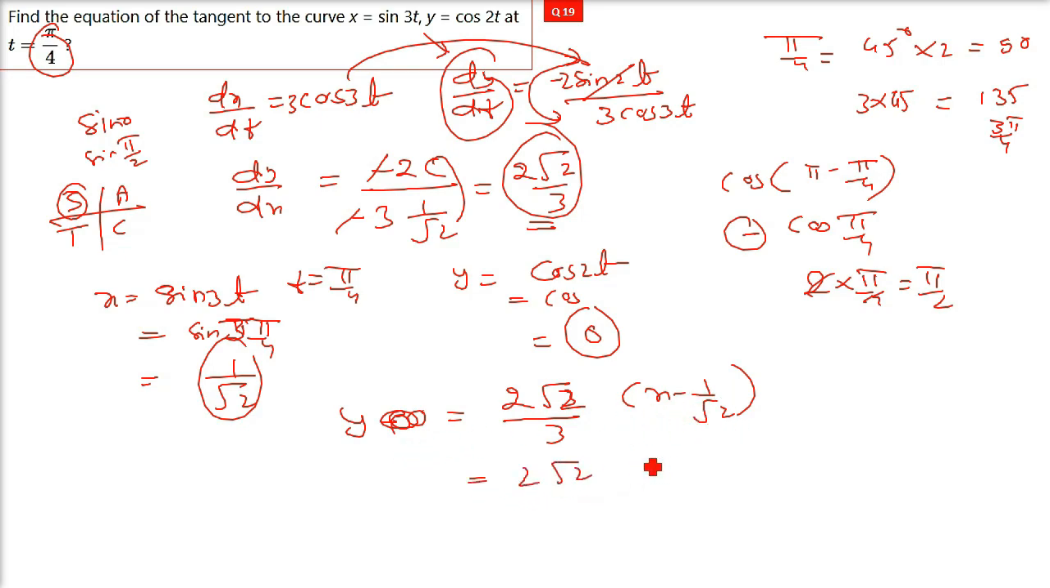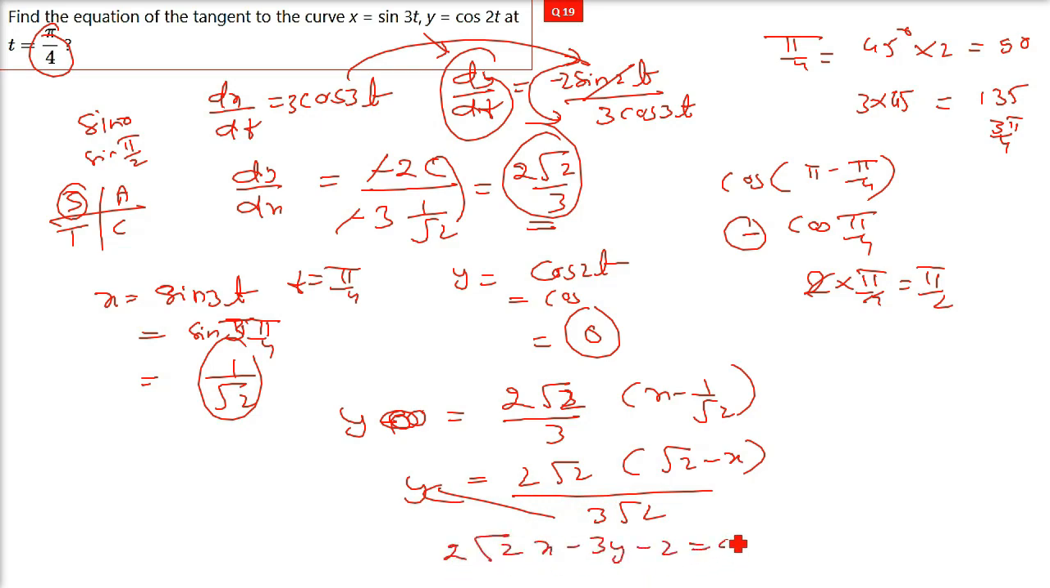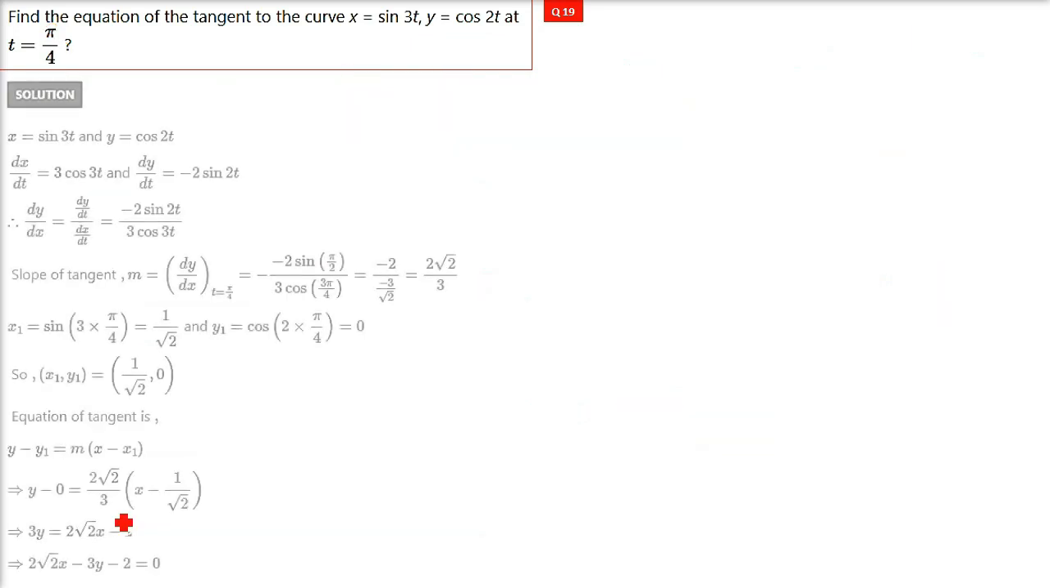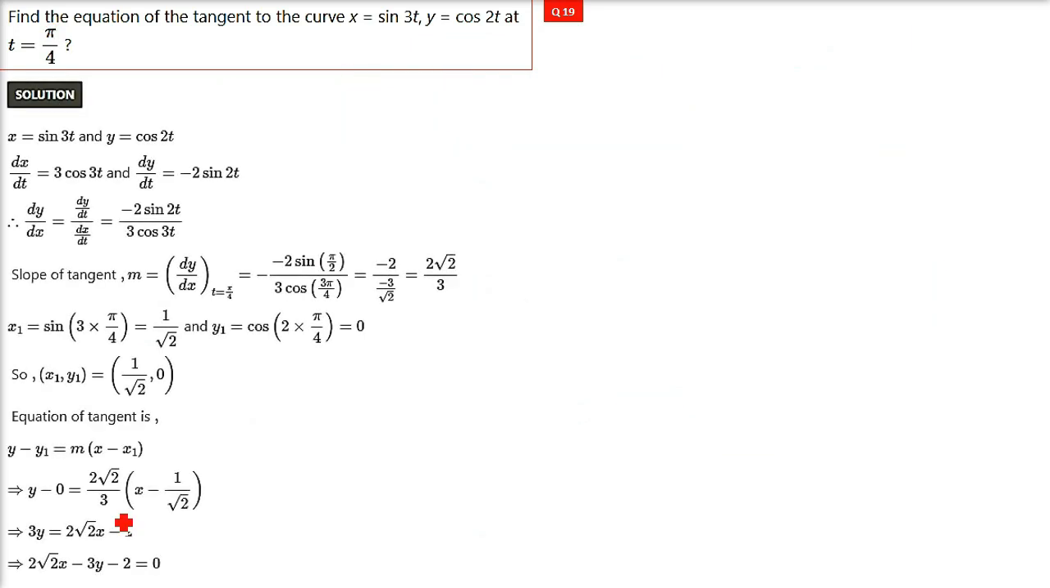So this is 2 root 2, this is root 2 minus x, you have 3 root 2 here, y. Now just multiply it here, and you'll see that the final equation is going to be 2 root 2 x minus 3y minus 2 is equal to 0. Okay, so let me show you the reference. This is how you're going to go about it. This is how you're going to write.